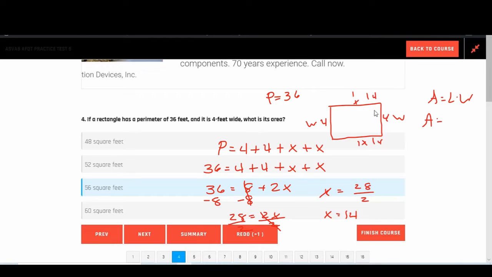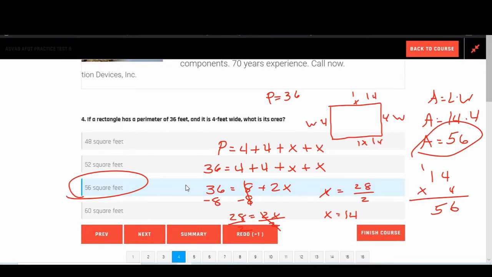Area equals, we know the length is 14. We know the width is 4. So the area is going to be 14 times 4. 4 times 4 is 16. Carry the 1. 4 times 1 is 4, plus 1 is 5. The area, in other words, of this rectangle is 56 square feet.